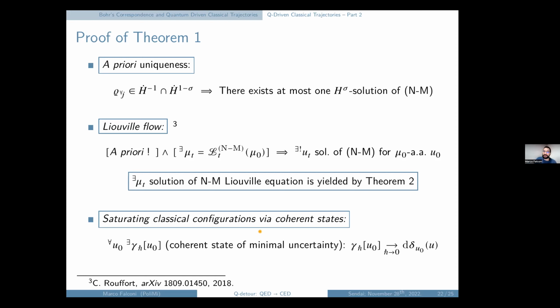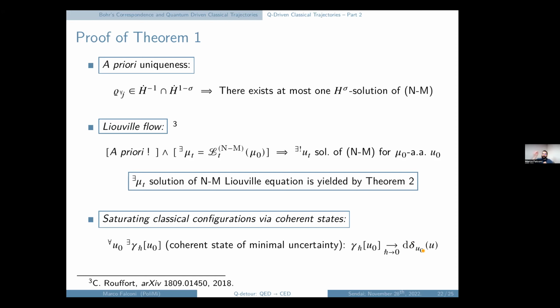But then we can saturate the initial conditions using coherent states, these coherent states of minimal uncertainty that I already told you about. I don't want to define them because it will take too much time, but it's very standard. So for any given classical configuration U0, there exists this coherent state of minimal uncertainty, gamma h of U0, such that the Wigner measure associated to it is the Dirac delta, so the measure concentrated exactly in the point U0 of the classical phase space.